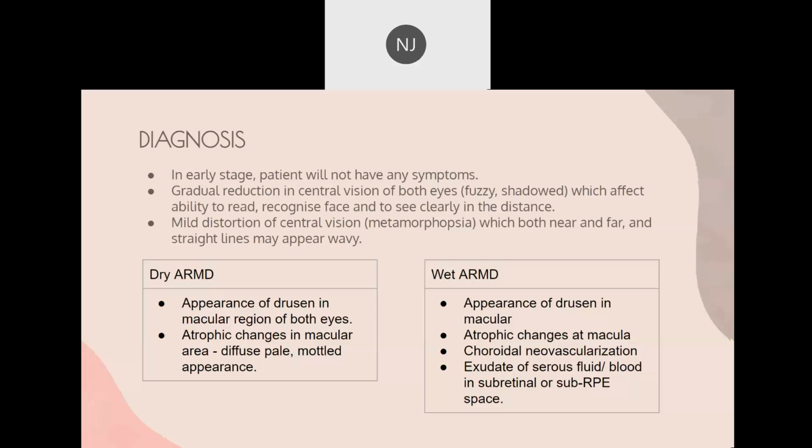which both near and far and straight lines may appear. And for dry ARMD, it will present as there will be drusen region and also atrophic changes like what Afifa has presented just now. And for wet ARMD, there will be appearance of drusen in macula and also the atrophic changes and choroidal neovascularization, and also the exudate of serous fluid or blood in subretinal or sub-RPE space.